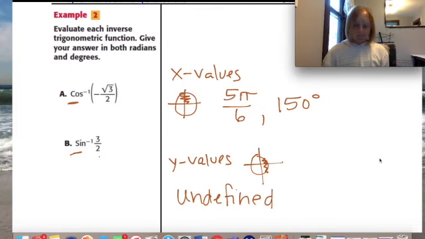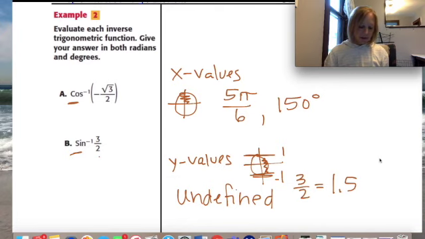This is undefined because 3/2 is equal to 1.5, and the highest and lowest that your unit circle reaches is 1. Because it's a unit circle. So it goes from +1 to -1. It does not stretch up to 1.5. It is undefined past that point of 1.